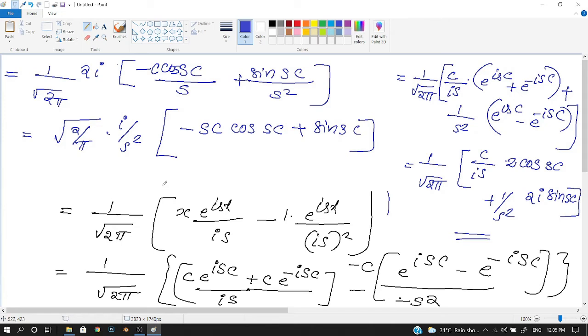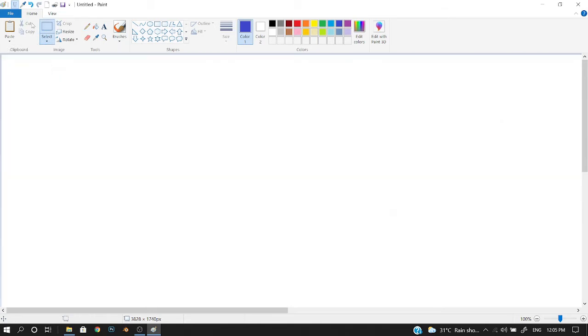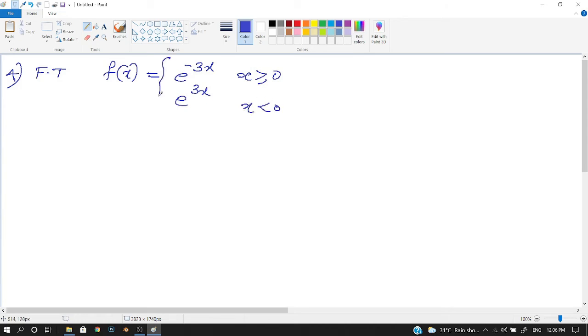Okay, so this is the required Fourier transform. Now we can move to the next problem. Find the Fourier transform of f of x equal to e raised to minus 3x for x greater than or equal to 0, and e raised to 3x for x less than 0.